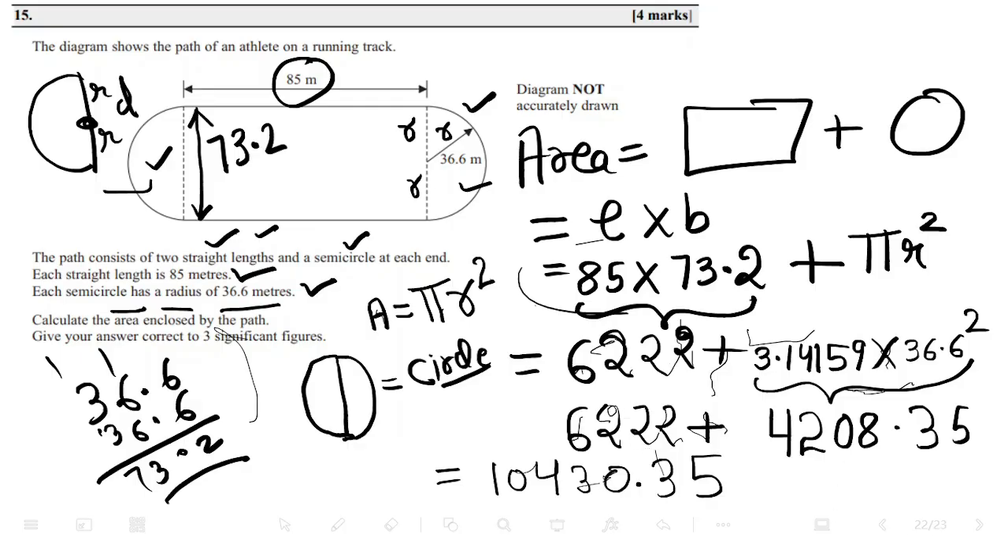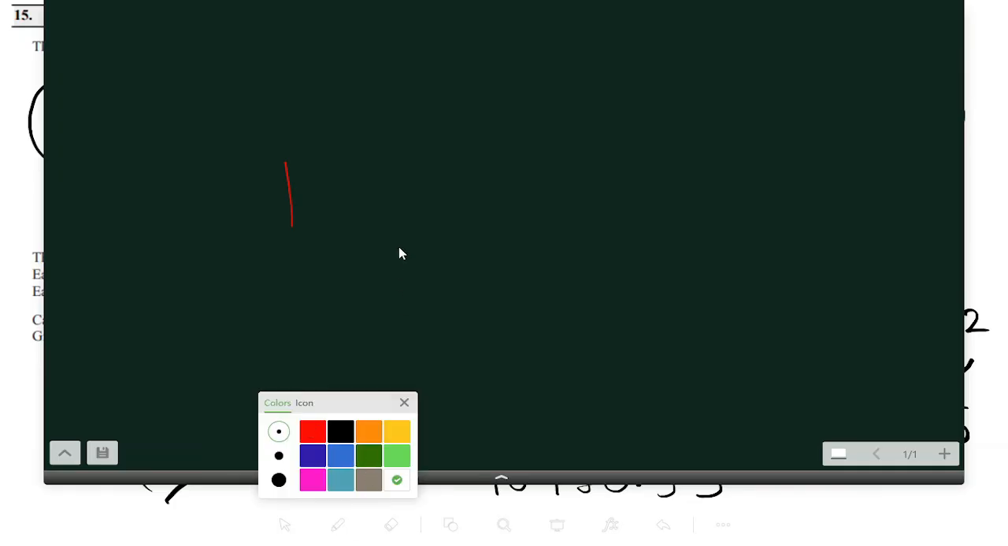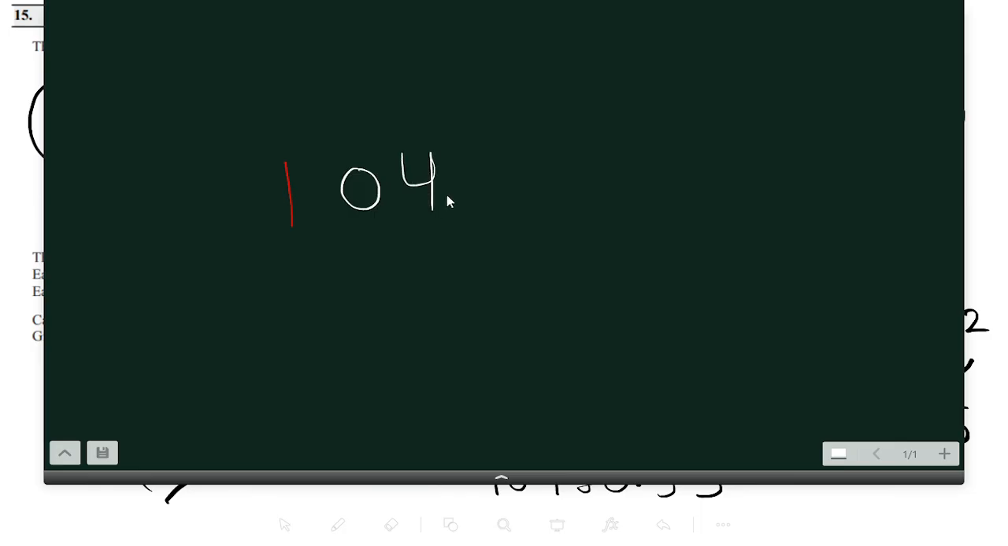Now we are coming to the crazy part, and the crazy part is in the question. Now see what we are going to do. Let me write this over here. The answer we got is 10430.35. Now they are asking us to find the answer for three significant figures.